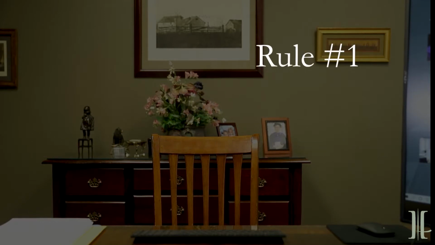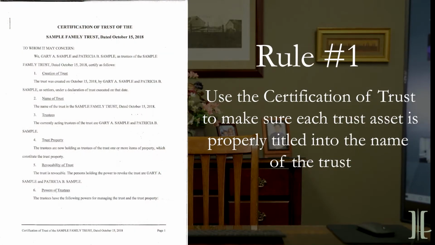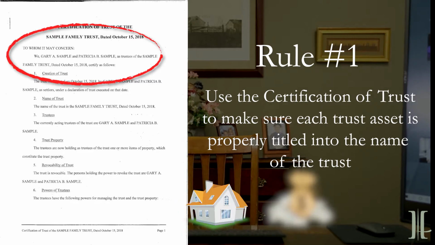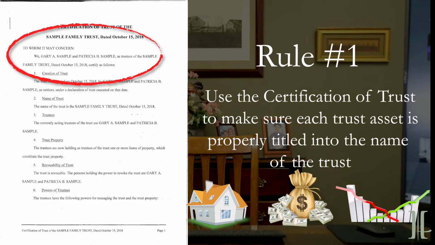Rule 1. Use the certification of trust you were given, or soon will be given, to be sure that each trust asset is properly titled into the name of the trust. Whether it's a home or a bank account or a non-IRA investment account, each asset must be correctly titled in the name of the trust.